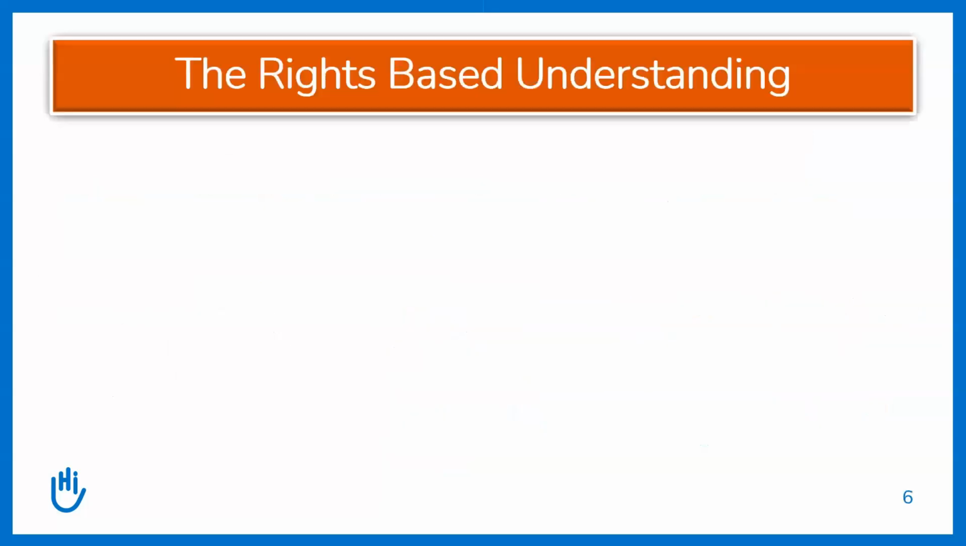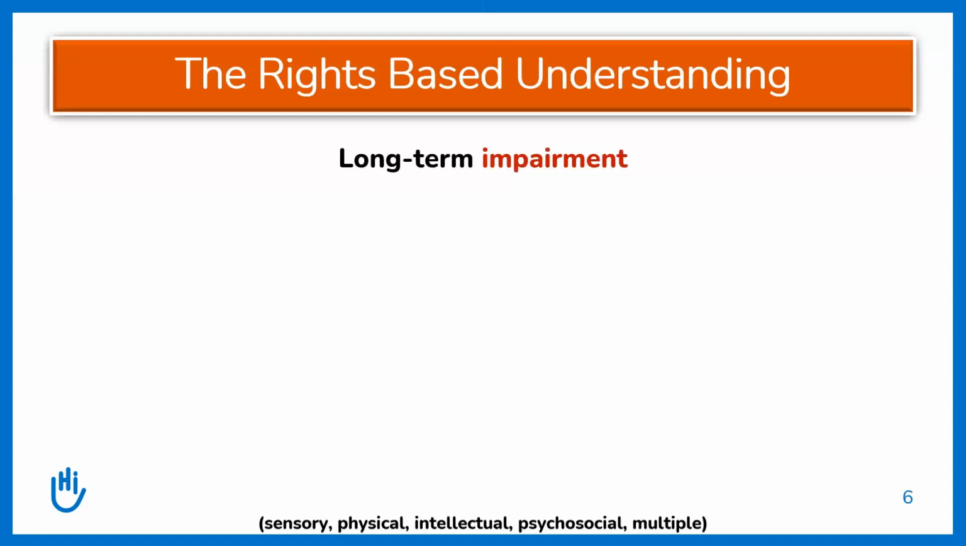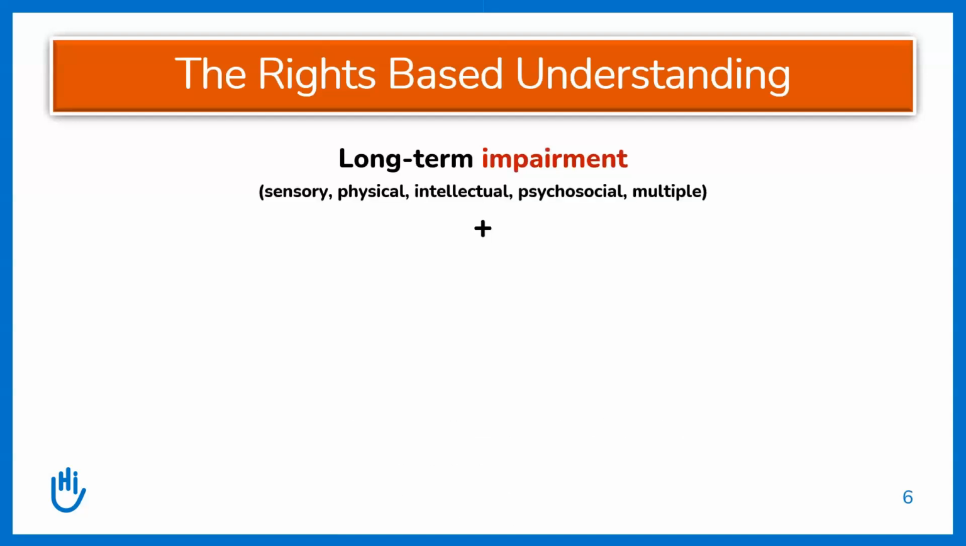I will use the rights-based understanding of disability because, as I said, one of the documents used is the CRPD, Convention on the Rights of Persons with Disabilities, and it advocates for the respect of rights of human beings, and persons with disability are also part of the human beings that we talk about. So the rights-based understanding of disability summarizes disability as a long-term impairment. This could be sensory, physical, intellectual, psychosocial, or multiple. One person can have loss of sight and also loss of walking.